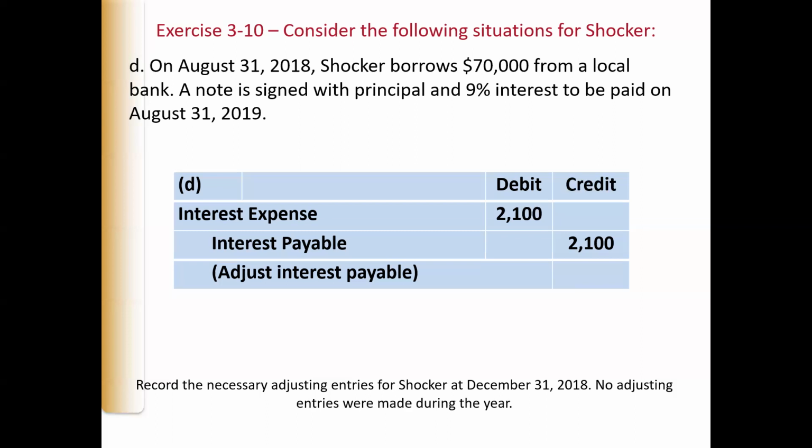How many months do we have to report it for? 4 months. 525 times 4 months has to equal the 2,100, right? So do you see how we debit our interest expense for 2,100 and we credit our interest payable for 2,100? Yes, no? Does that make sense?